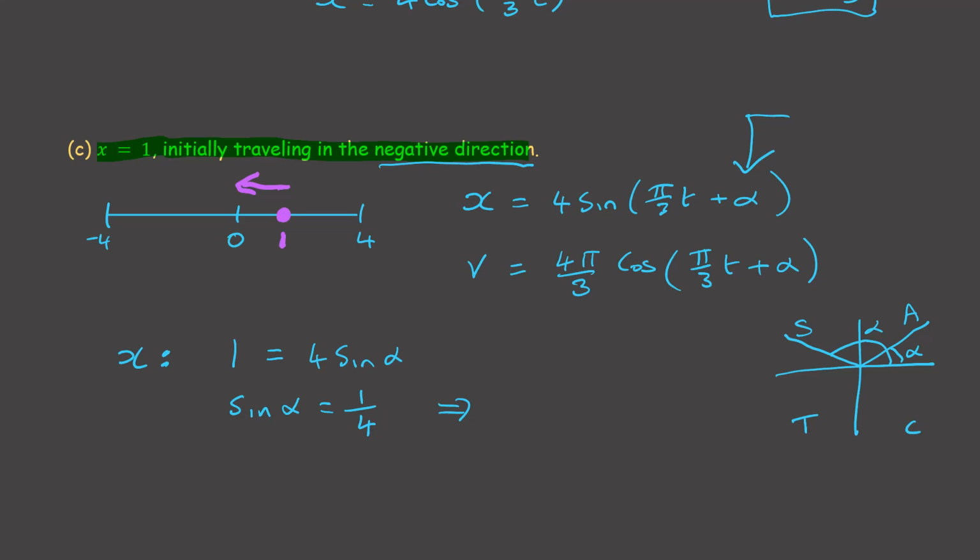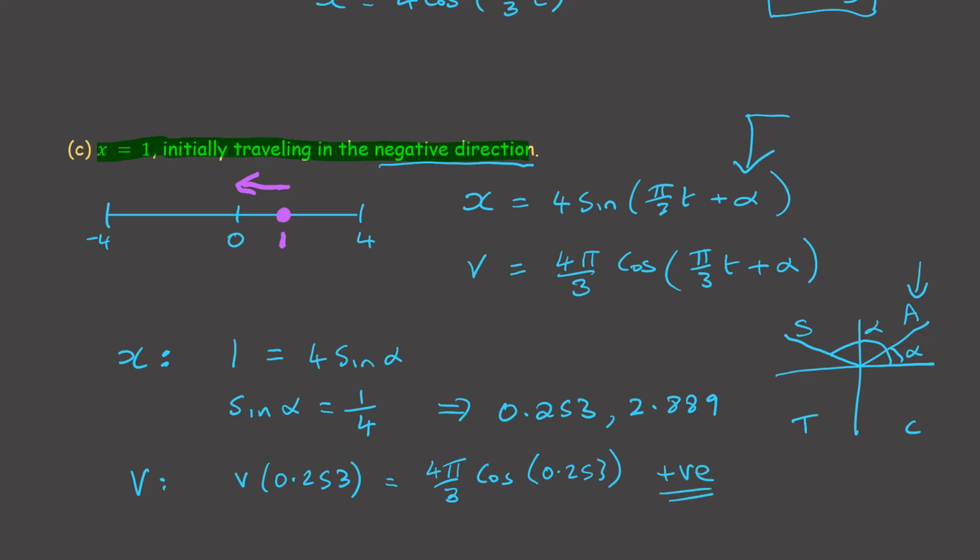So the two angles, just using the calculator, are 0.253 radians and 2.889 radians. So to decide which one it is, let's think about the velocity. If you do v of 0.253, that is going to be 4 pi by 3 cos 0.253. Well, 0.253 is an acute angle, and therefore that one is positive.